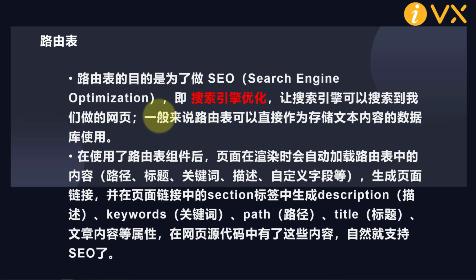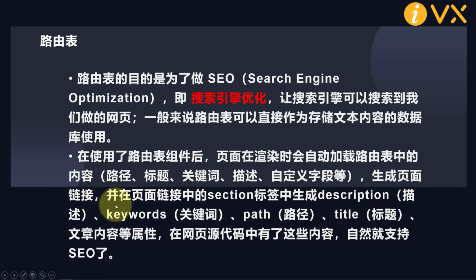When we finish a piece of content, we hope that the search engine can include it, so that our web pages can be searched directly on Baidu or various search engines. Then we need SEO, that is, the routing table, for search engine optimization. Because of these properties, our web source code can support SEO, so if we need a search engine to be able to search our web content, we need to use our routing table.